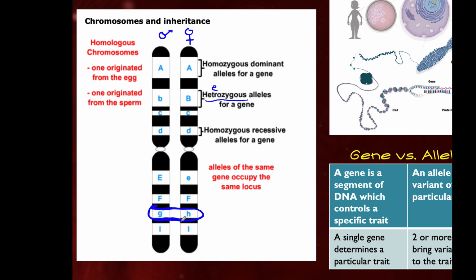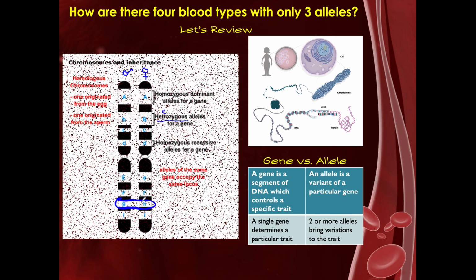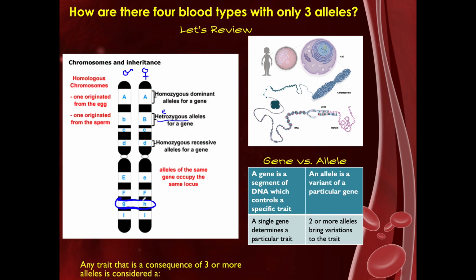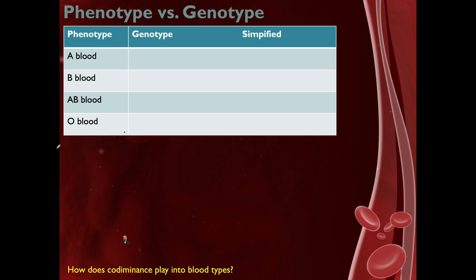So if we were playing by the rules of very simple Mendelian genetics, we'd have some form of G on both chromosomes for mom and dad. But now we have an H there, which means there's a third possibility. Now, blood types are going to utilize that third allele as well. So ultimately, any trait that's a consequence of 3 or more alleles is going to be called a polygenic trait. So with blood, we're going to see 4 different possible phenotypes based on 3 different alleles.